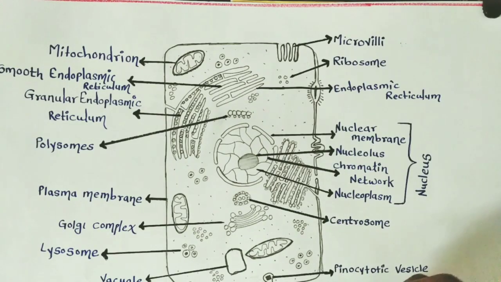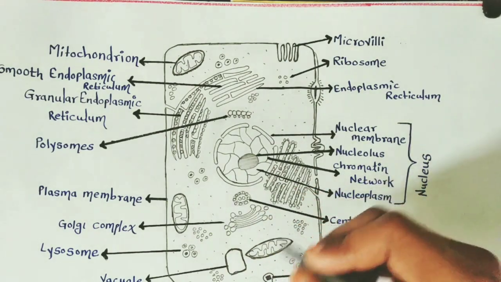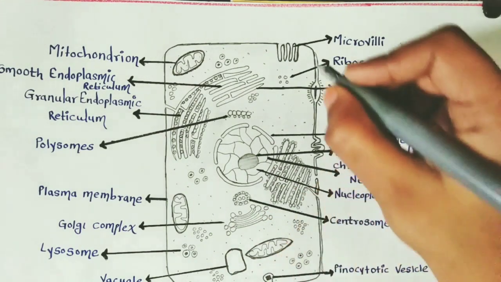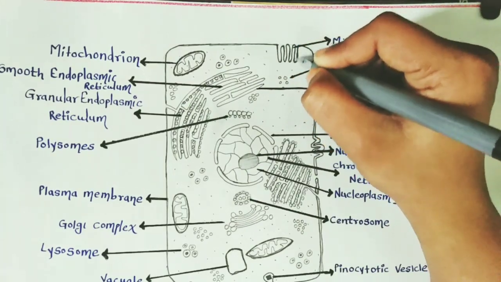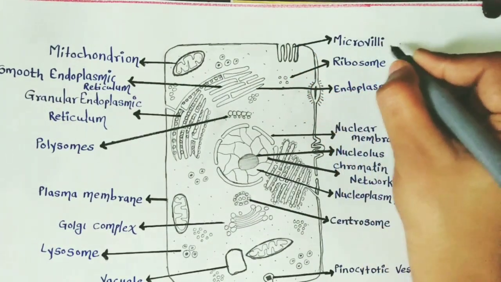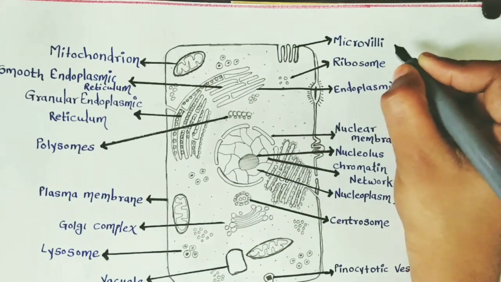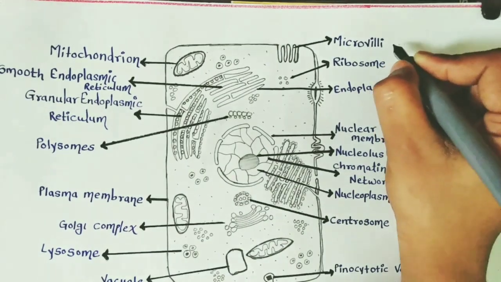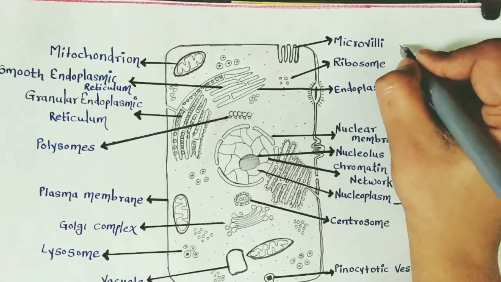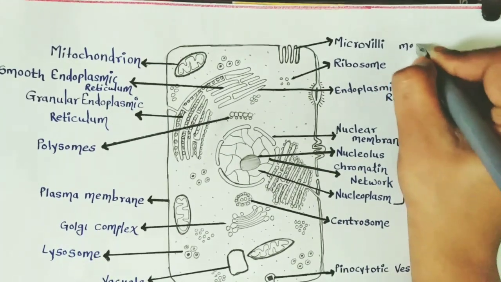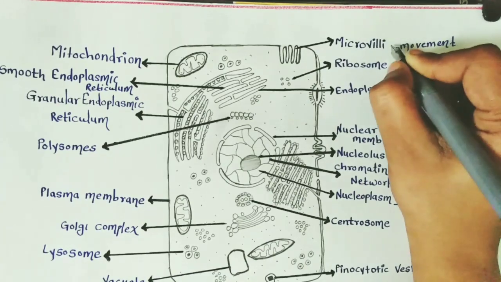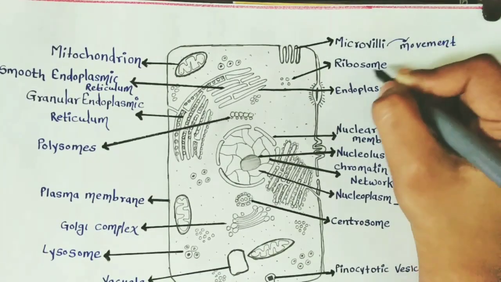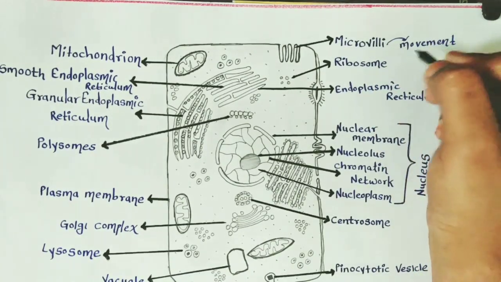So the next example of a eukaryotic cell is the animal cell. On the outermost membrane, finger-like projections are present. These finger-like projections are called microvilli. Microvilli function in the movement of the cell, gripping, and locomotion of the cell. Microvilli play a very important role in cells.